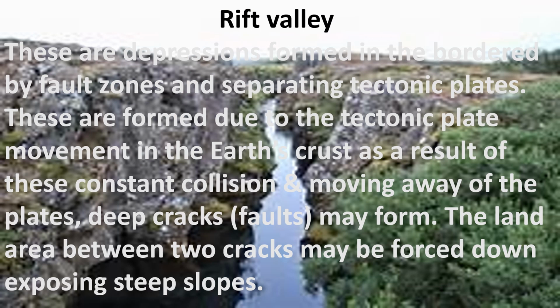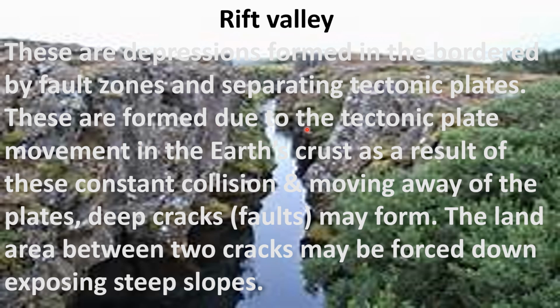Rift valley. As we have done in the case of block mountains, you remember that between two landmasses, one landmass either subsides or rises up. Similar phenomena happen here also. The subsided portion is known as a graben or a rift valley, and the raised portion is known as a horst or a block mountain, as you can see in this picture. Rift valleys are the depressions bordered by fault zones and separating tectonic plates. As you can see, these are the two plates. They collided with each other and formed a depression here.